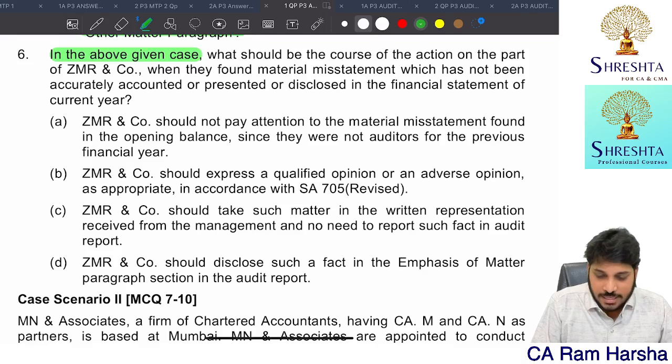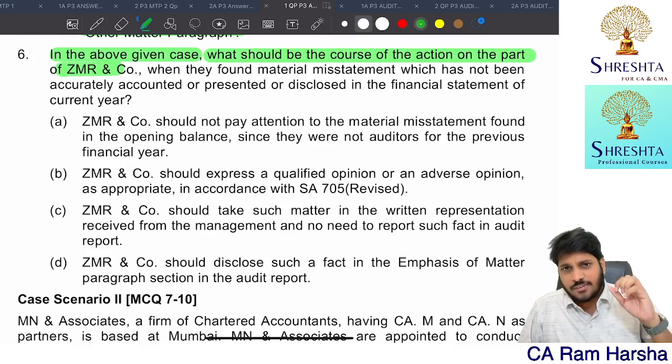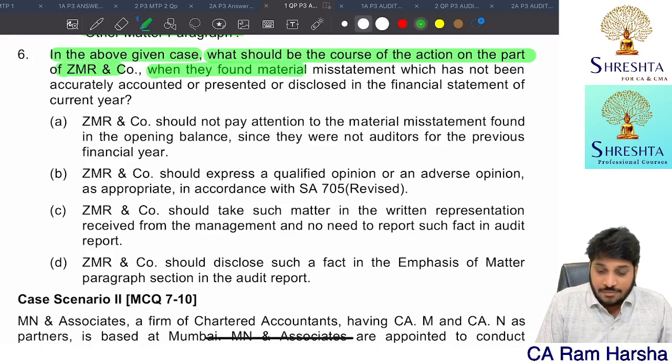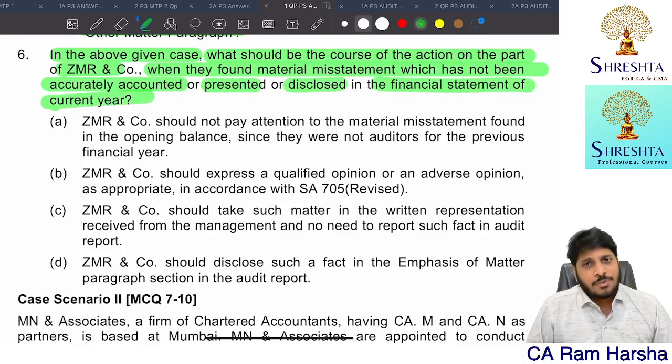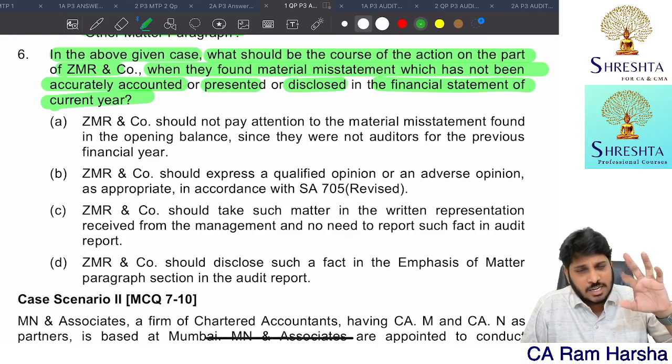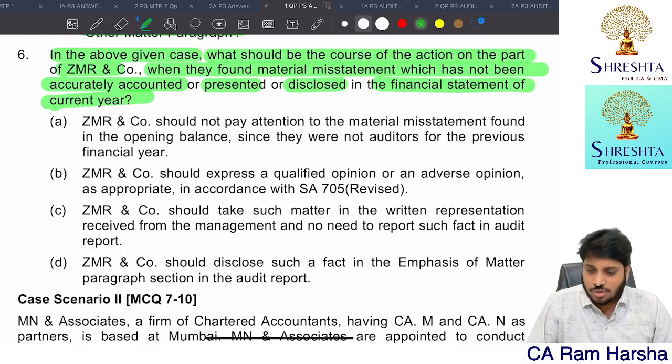In the above given case, what should be the course of action on the part of ZMR & Co. when they found a material misstatement which has not been accounted for or presented or disclosed in the financial statements of the current period? Opening balance, material misstatement not recorded in the current year. Option A: Modify the financial statements of the current year also.